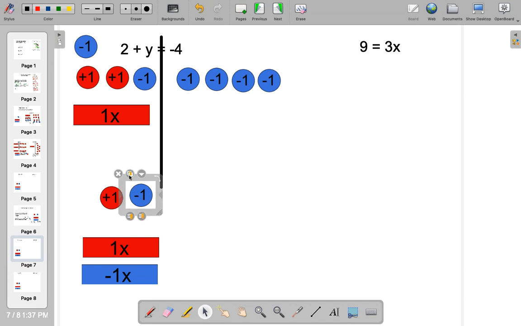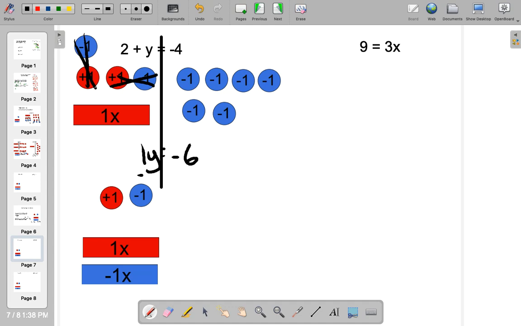But the rule of equations is if I do something to one side, I have to balance the equation and keep it equal on the other side. I get rid of that. And on the left side, I have 1x or 1y, depending. And on the right side, I have negative 6. And I am done.